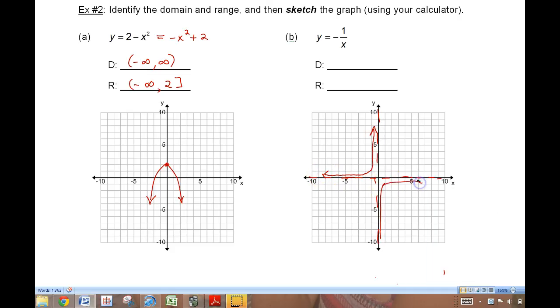Go away. That's really messy, but you guys get the idea. Okay. Sorry, if it was positive 1 over x, it would have been in the first and the third quadrants.